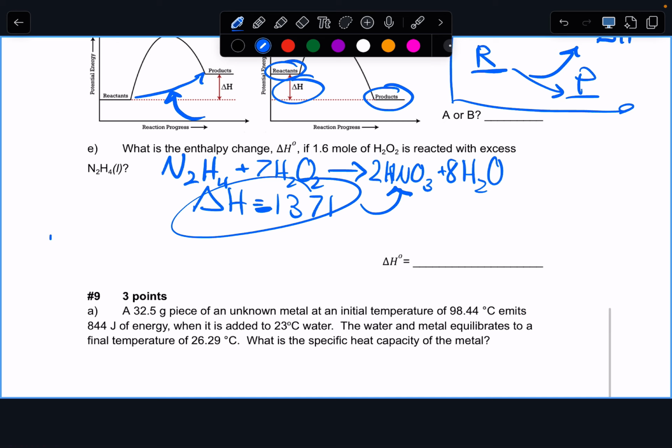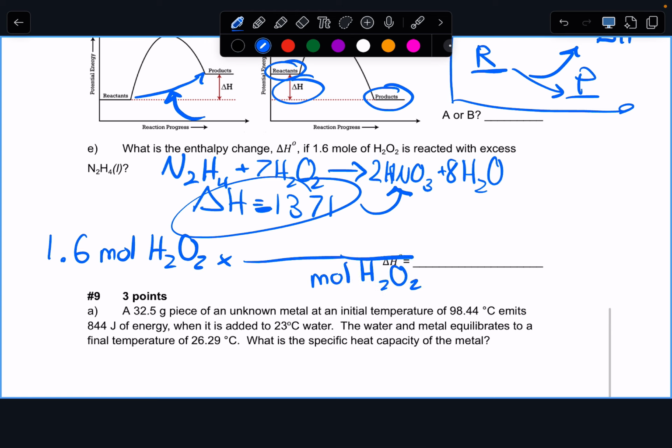Okay, so what you need to do is do a stoichiometry problem. But now, instead of converting from moles of the H2O2 to moles of something else, like in chapter 4, where we would have been looking at how many moles of water can I produce, or how many moles of nitric acid can I produce, here we're asking how much heat can I produce. So we just use the coefficient from the balanced equation with the heat value, the enthalpy value, and that's how we get the enthalpy for that amount.